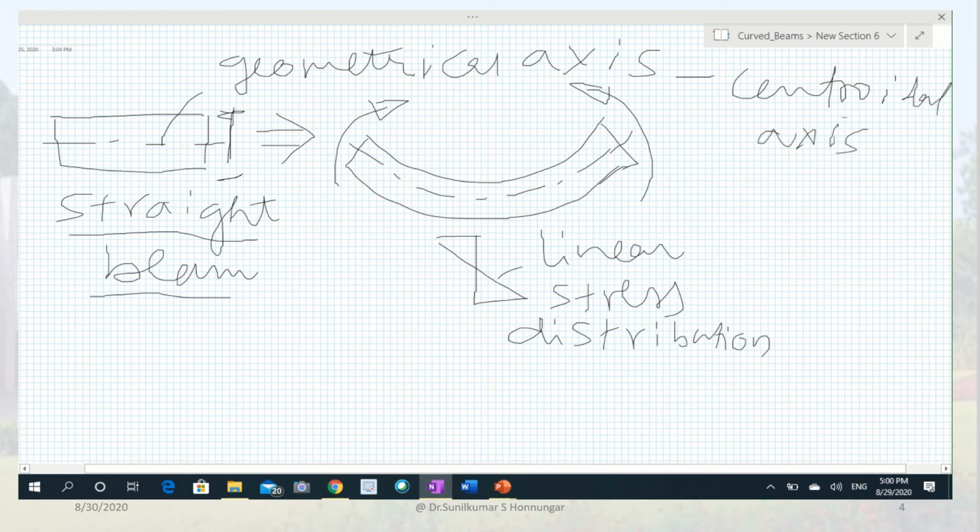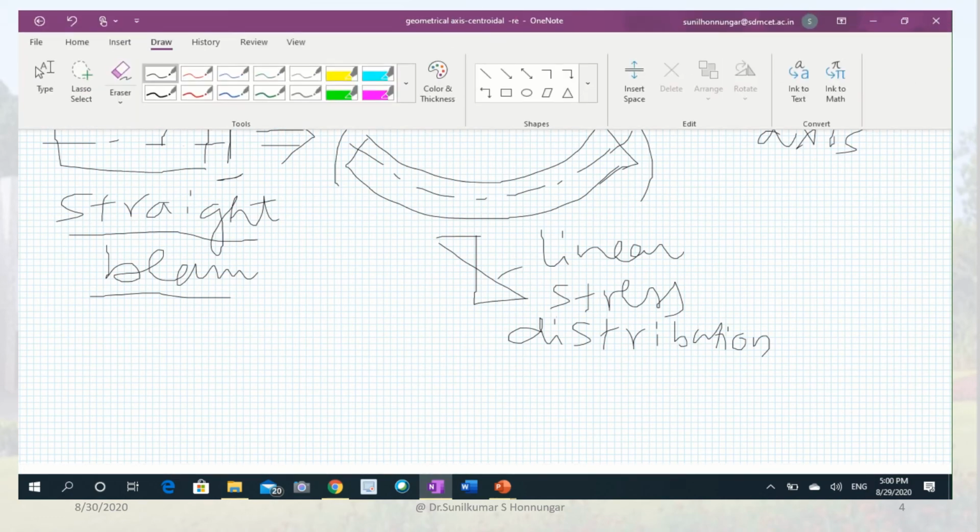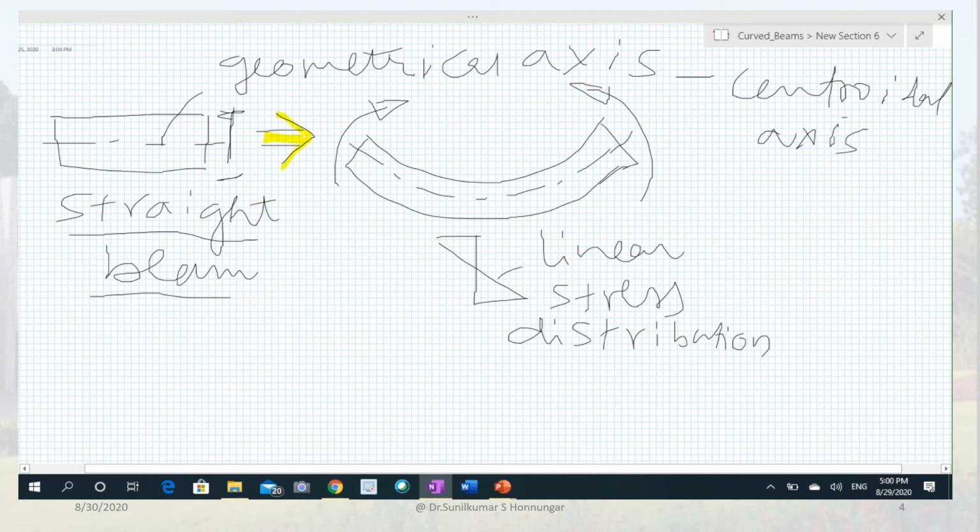So what is that? Basically, the geometrical axis or centroidal axis is an imaginary axis which passes through the center of gravity, CG. If you consider this particular bread, I think this bakery bread, that they make a slice and then give it, no? So if you pass a rod at the middle of those individual bread pieces, you can call it an axis. Similar to that, it passes through the CG of that basically. So this is a straight beam.